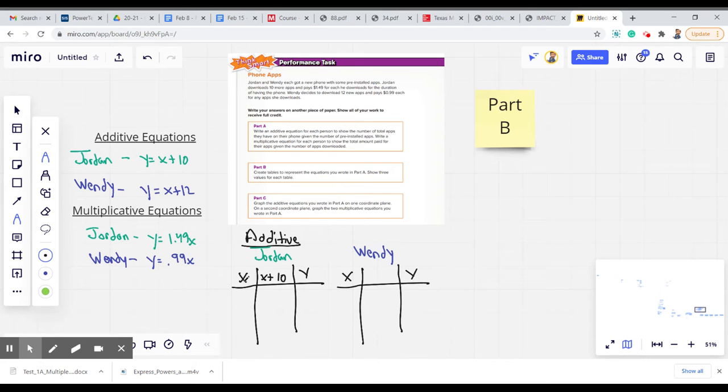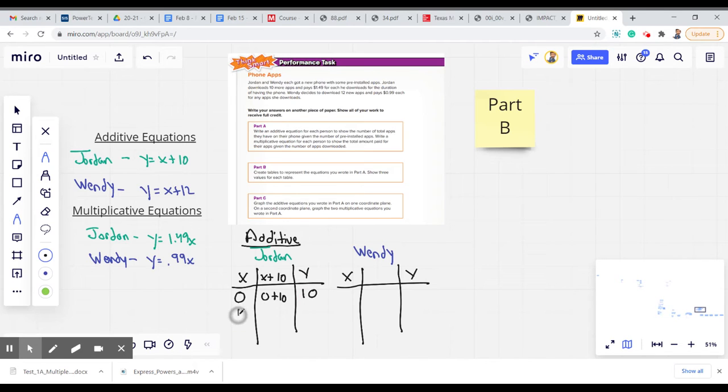So it doesn't matter what X is. X can be anything. So let's just say, what if Jordan had 0 apps pre-installed on his phone? If he had zero pre-installed apps, then the total number of apps that he would have after he downloaded 10 would be 10.